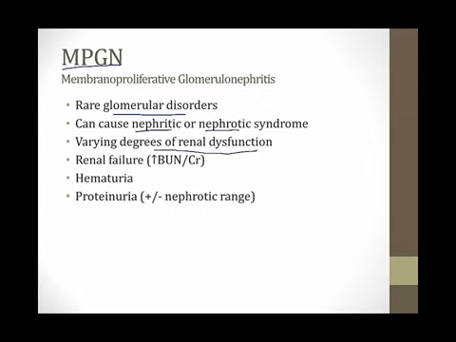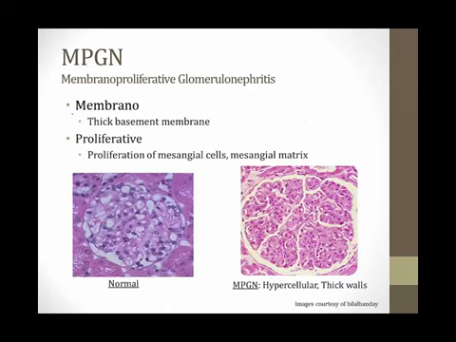It can be very mild with hematuria or proteinuria, or it can present with severe renal failure. In general, patients with MPGN usually have some element of renal failure, meaning some increase in the BUN and creatinine. There's also usually some element of hematuria and some element of proteinuria, and the proteinuria is sometimes in the nephrotic range.